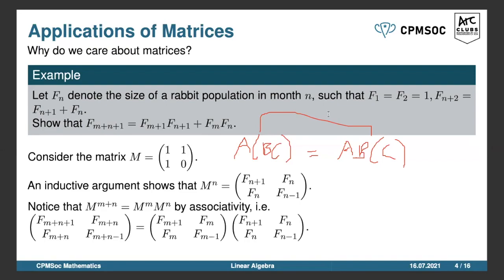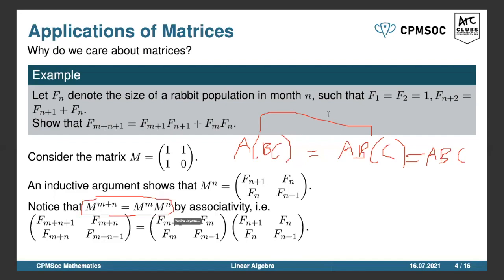So what it means is the brackets don't matter when you multiply matrices. You can just write ABC here, and there's an unambiguous definition for how the multiplication works, because you get the same answer no matter where you put the brackets. So you can use the fact that it's associative and group the brackets in a specific way.